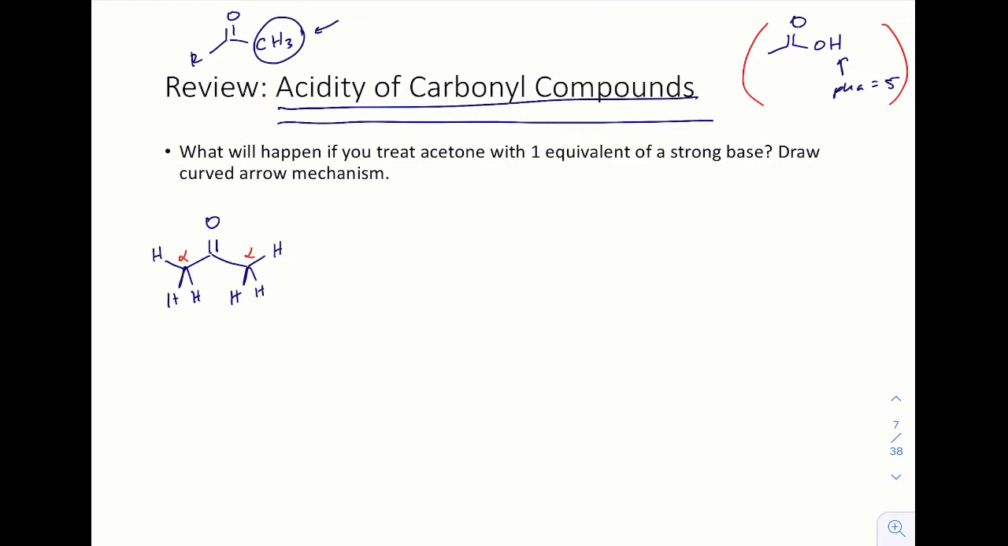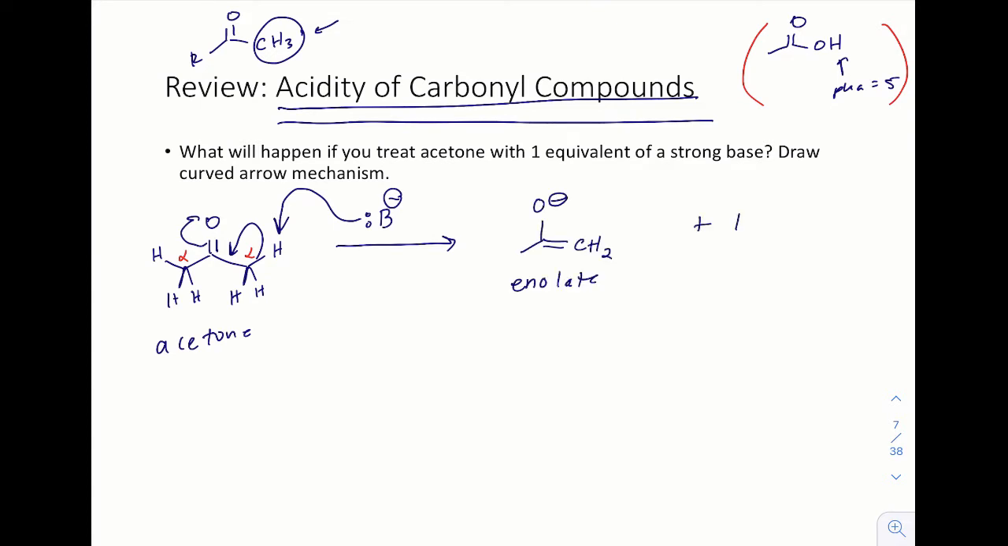So what will happen if we treat acetone, this molecule, with one equivalent of a strong base? I'll go ahead and write this out because this should be very familiar to you at this point. If we treat acetone with a strong base, it will generate an enolate and the conjugate acid of that base. I do draw the curved arrows directly to the major resonance structure of the enolate, and I would encourage all of you to try that as well.